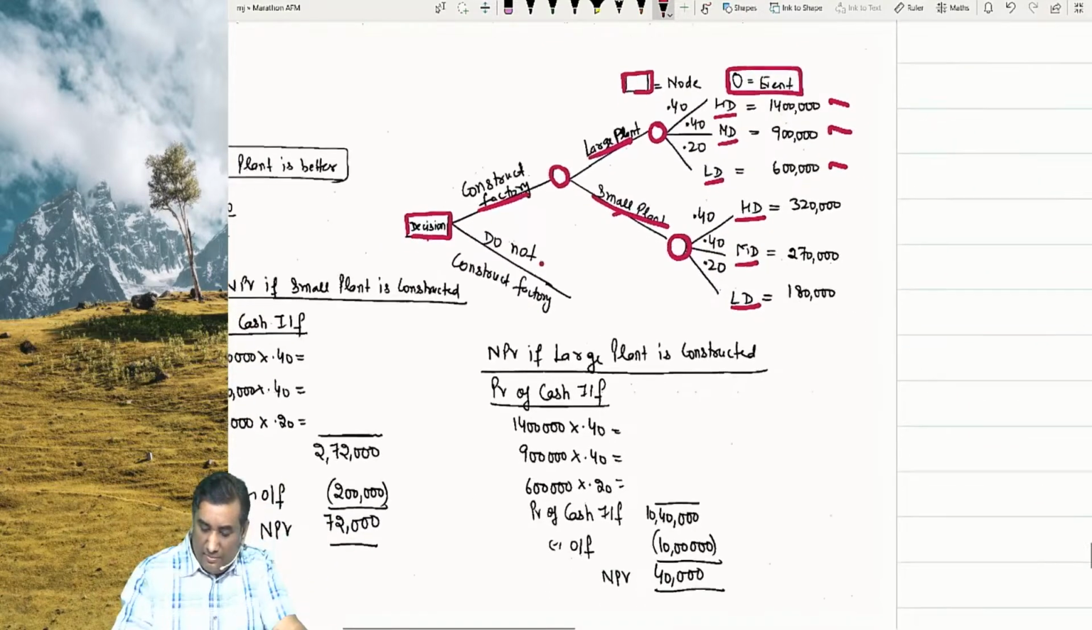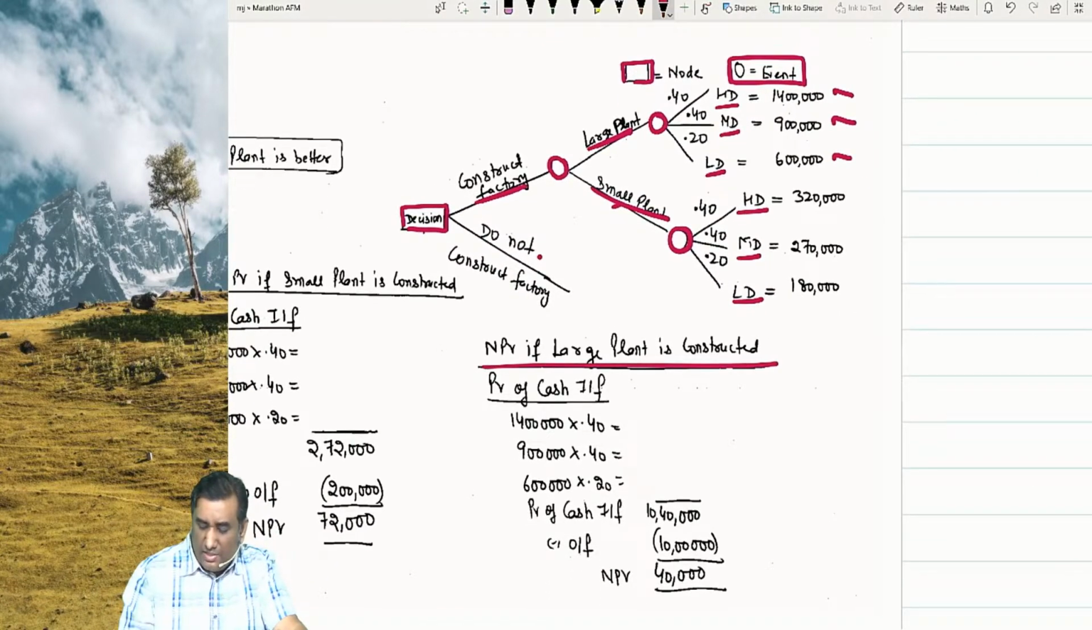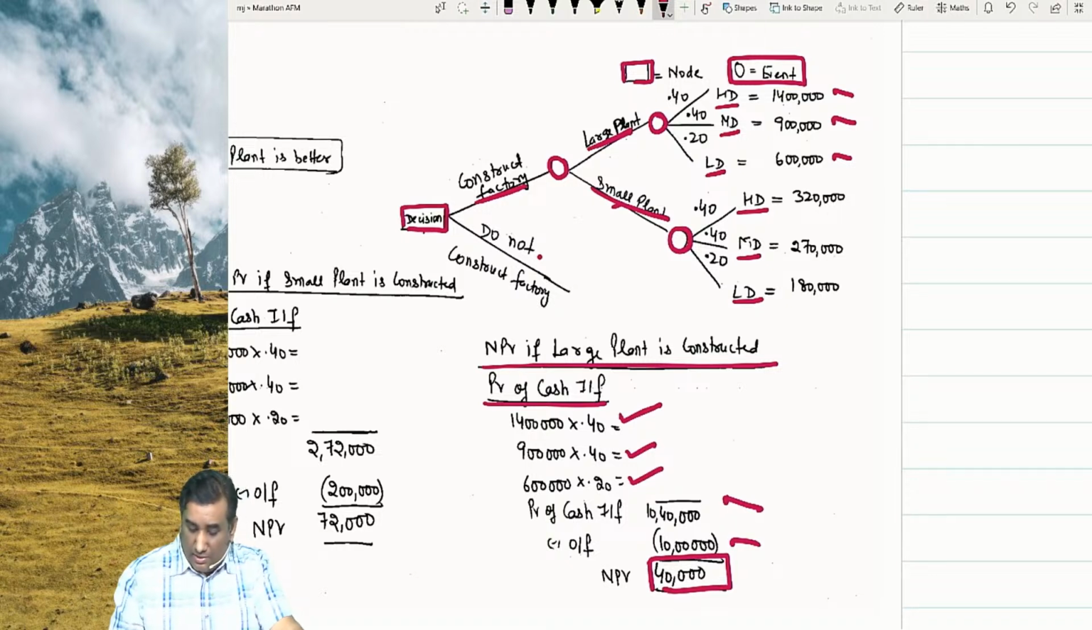And then we have NPV if large plant is constructed. PV of cash inflow: 14 lakh into 0.4, 9 lakh into 0.4, 6 lakh into 0.2. These are present values only. PV of cash inflow minus outflow gives me what? NPV. That means if I go for the large plant, my expected NPV would be what?